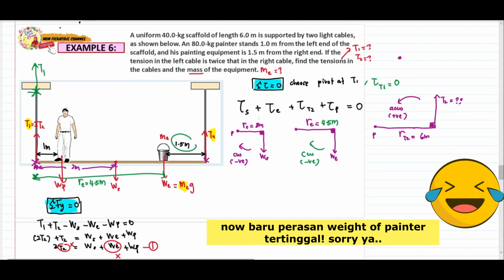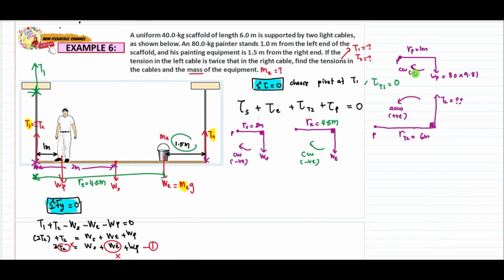Okay, so sekarang kita proceed. Okay, kita nak tentukan direction. So from the pivot ke sini. So this is RP. Jarak dia adalah 1 meter from the pivot. So this is the weight of the painter. So berapa dia punya weight tadi? Kita boleh kira lah. 80 kg times 9.81. And this is also clockwise direction. So dia adalah negative. Boleh? Okay, sekarang baru kita boleh masukkan.